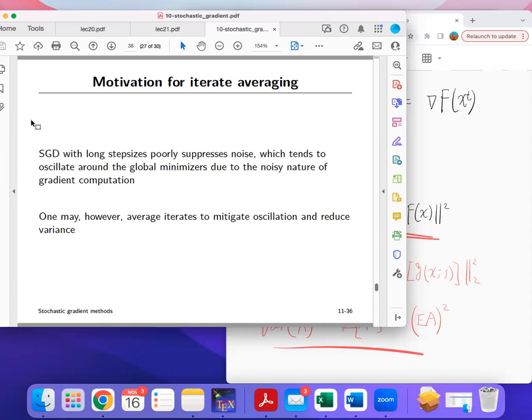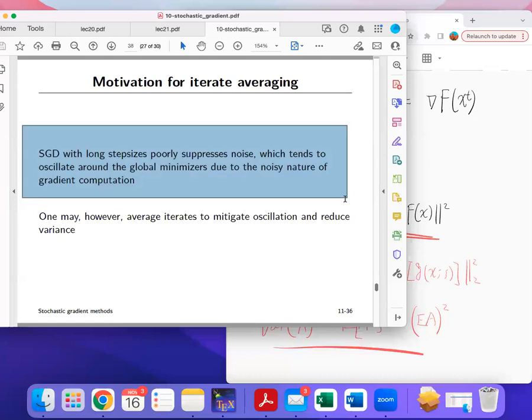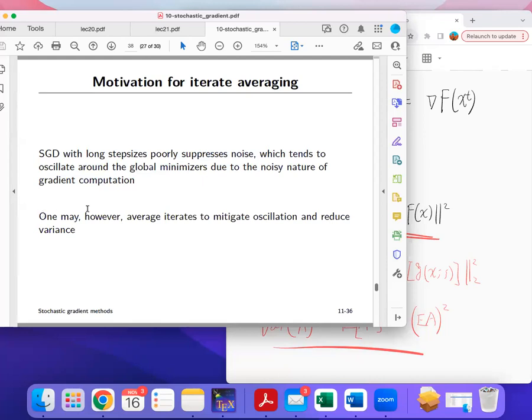The issue of SGD is that sometimes picking the step size is very critical. If you use a large step size, the iterations will never converge, as you get a lot of randomness when you sample data samples. The idea is basically to average the iterations. So you have x1, x2 to xt. Instead of looking at the last iteration, you look at the average of the iterations. That turns out to be more stable and usually can cancel out a lot of the noise, so it can mitigate oscillation and reduce the variance.